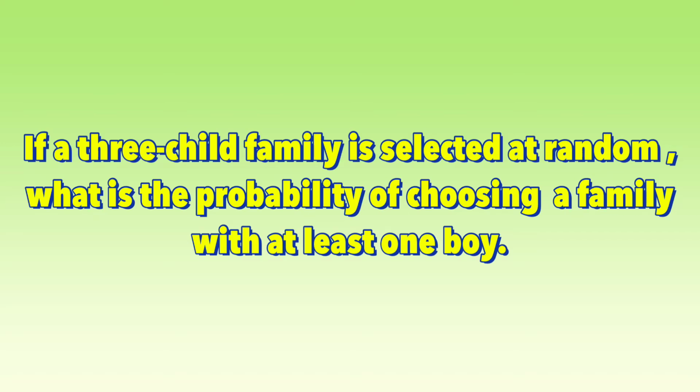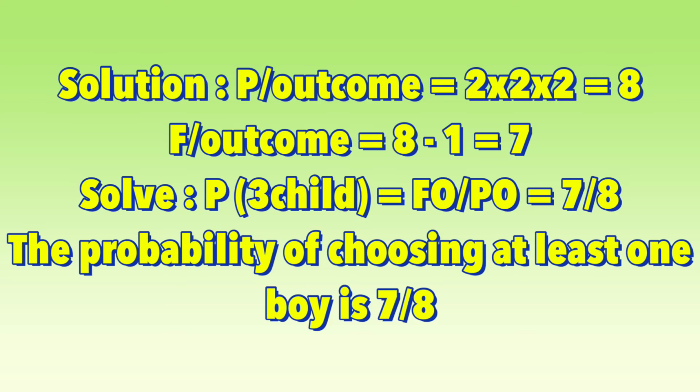Since there are 3 children, the first child may be a boy or girl, the second scenario may be a boy or girl again, and the third scenario may be a girl or boy. So by applying the principle of counting, we're going to multiply the first, second, and third transaction. So 2 times 2 times 2 equals 8. So our possible outcome now is 8.